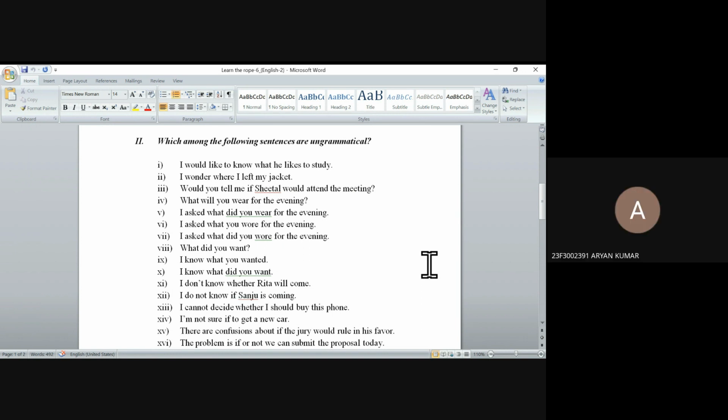Okay. I did not include it because I don't think that was discussed in the lecture, right? I don't think the negative part of this was discussed. Okay. So sixth one is correct. We discussed that. Seventh one, I asked, what did you wore for the evening?